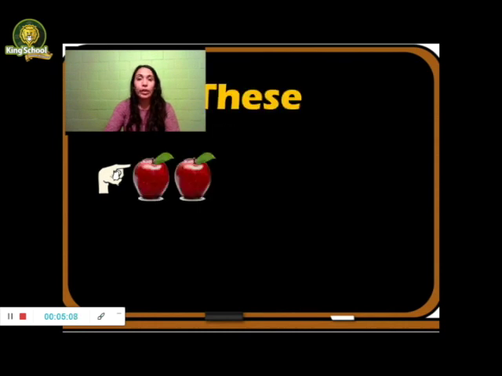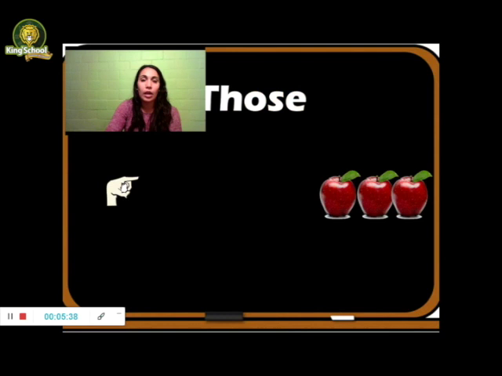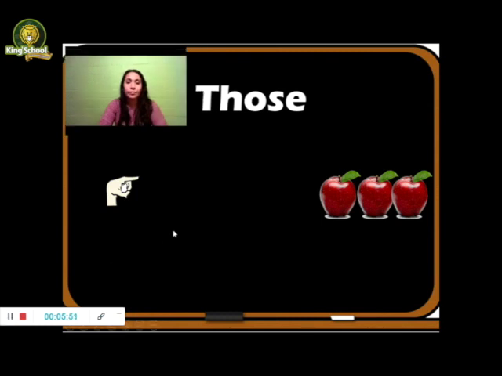But we use these for objects in plural. For example, these are two objects, and the objects are near to me. It's for that reason we use these. The objects are near and plural. These are apples, yeah? And those are apples. We use are because it's plural. Yeah, we use those because it's plural. Those are apples.